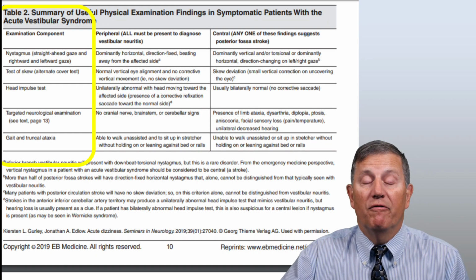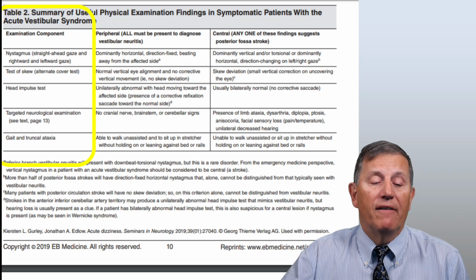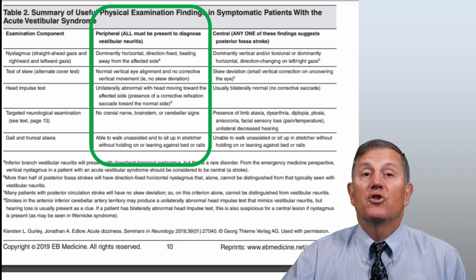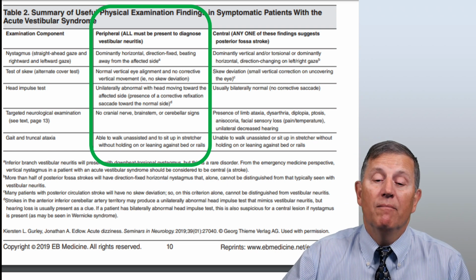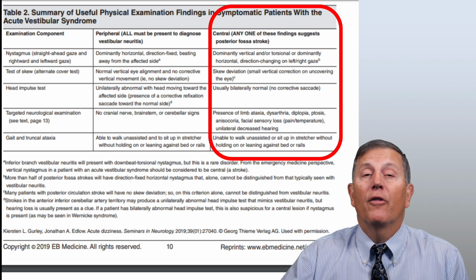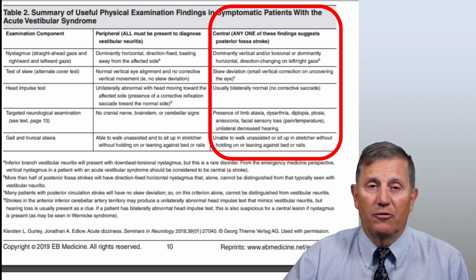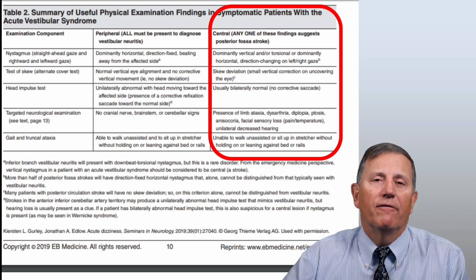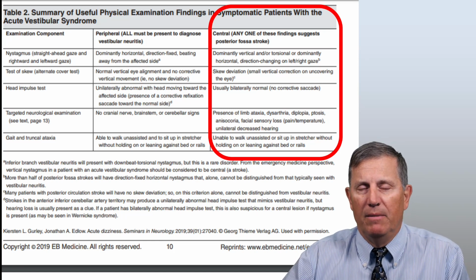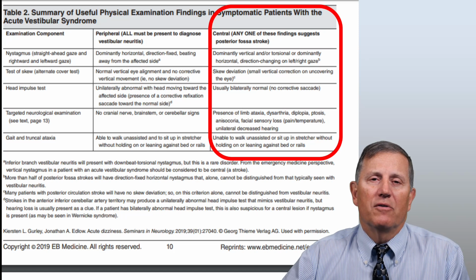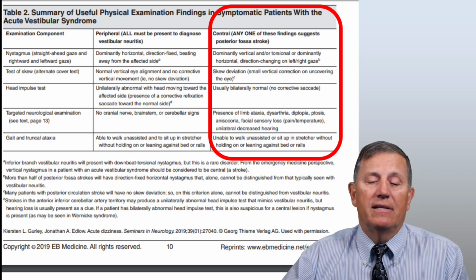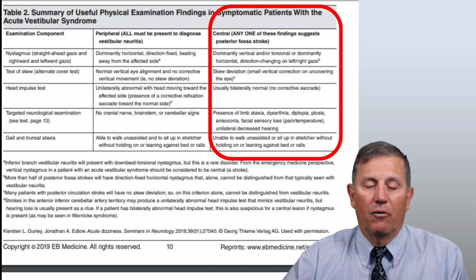So in Table 2 from the monograph, the 5 physical exam findings are listed here. In green are those findings that would suggest a peripheral etiology, and then in red are those findings that would suggest a central etiology. I would recommend you take a look at this monograph. It's a good example of what EB Medicine does. Dr. Edlow specifically lays out much of what we're discussing in the tables and the text of this monograph.